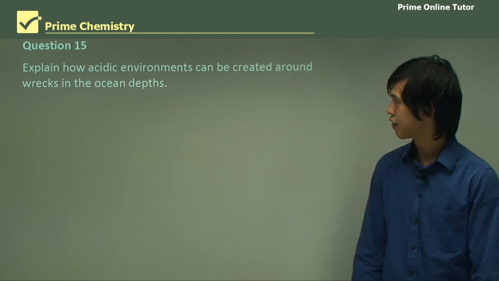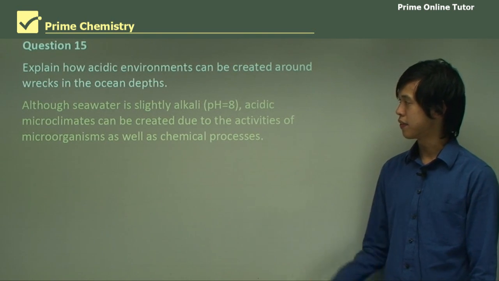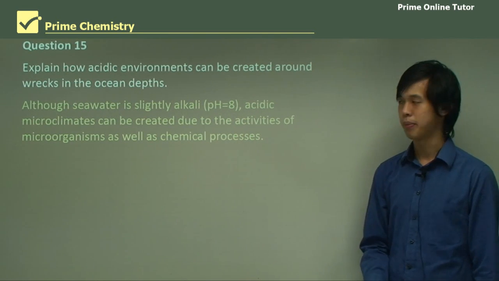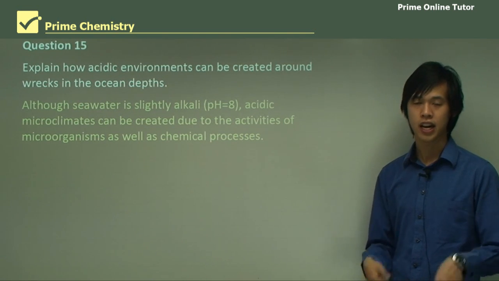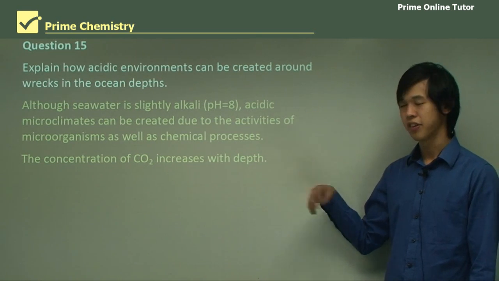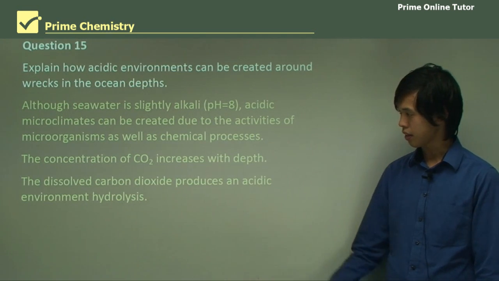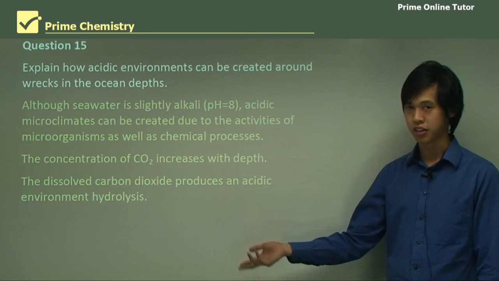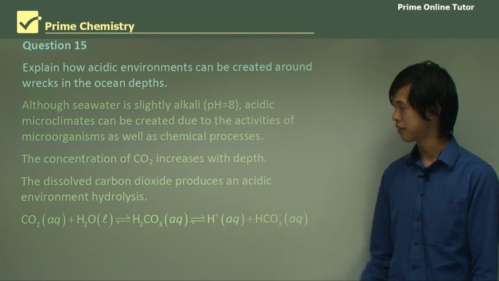Now, explain how acidic environments can be created around wrecks in the ocean depths. Well, even though the seawater is a little bit alkaline at pH 8, acidic microclimates can be created because the activities of microorganisms as well as other chemical processes help facilitate that. The concentration of CO2 increases with depth, which increases the acidity because of carbonic acid. The dissolved carbon dioxide produces an acidic environment through hydrolysis, and this reaction we've seen 1,000 times, so we won't dwell on it too much.